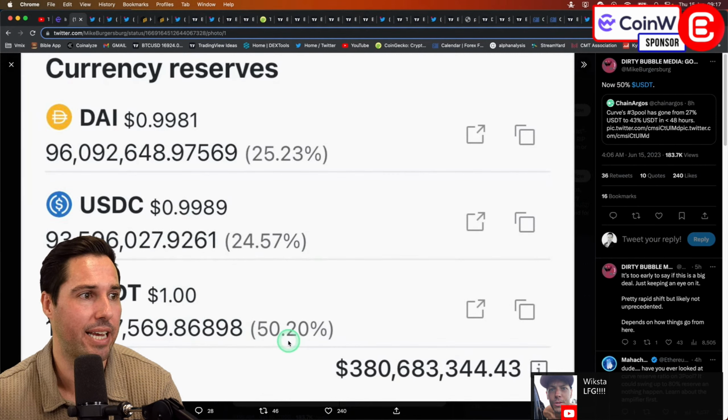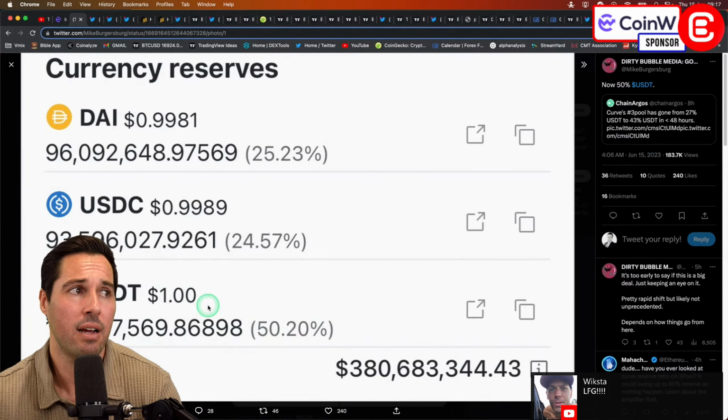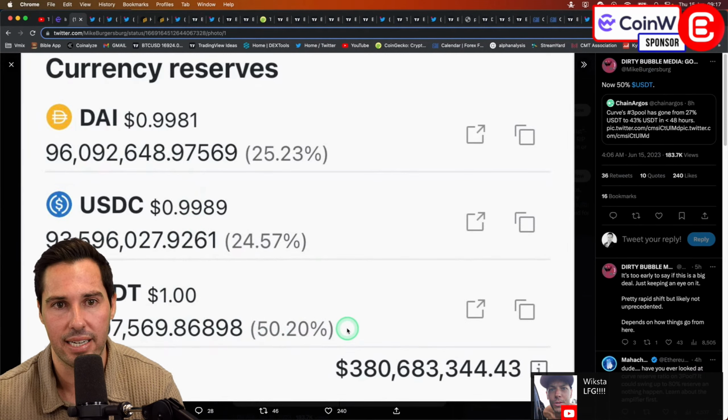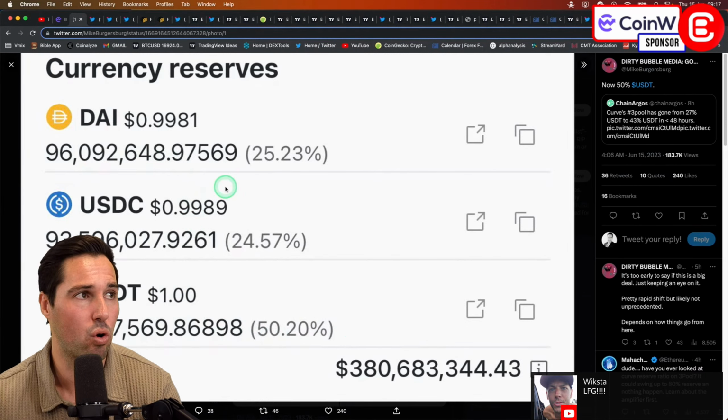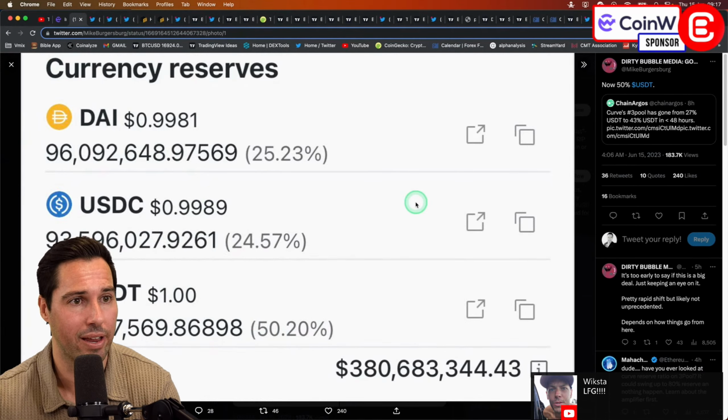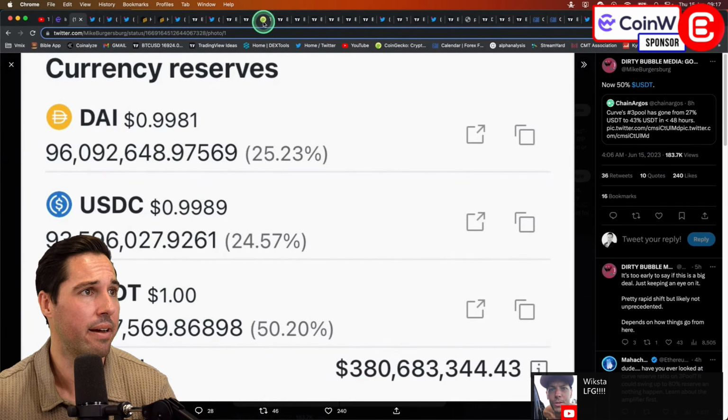So that's pretty scary. That is 50%. I've always said that I'd rather see a distribution between RAI, DAI, BUSD, USDC, USDT. I think Gemini have a stablecoin. Rather a distribution amongst all of those as opposed to just holding everything in one. Okay, let's move on though.